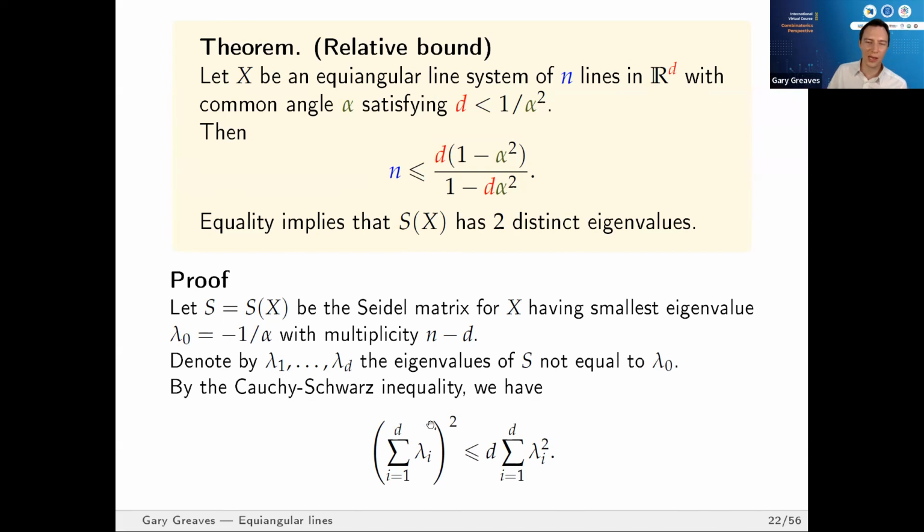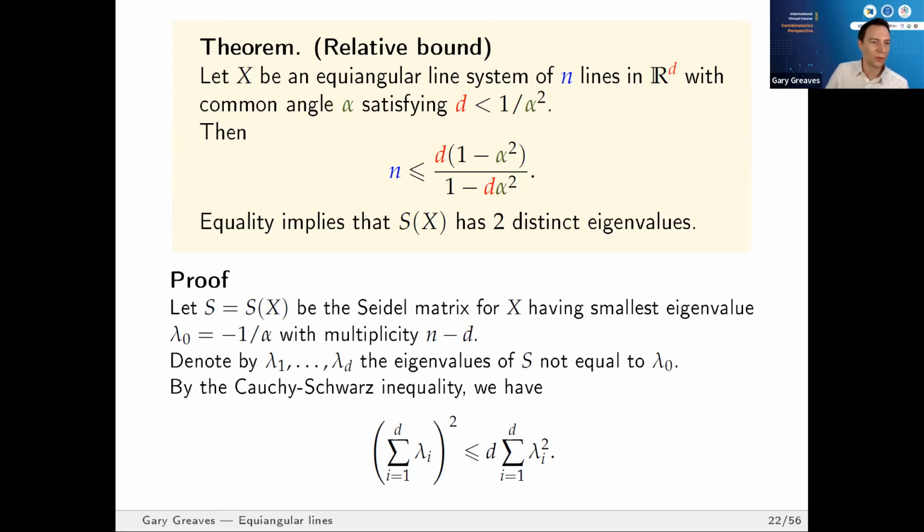And then Cauchy-Schwarz gives us the following inequality. Cauchy-Schwarz says that the square of the sum of these d eigenvalues is at most d times the sum of the eigenvalues squared. Why is that?